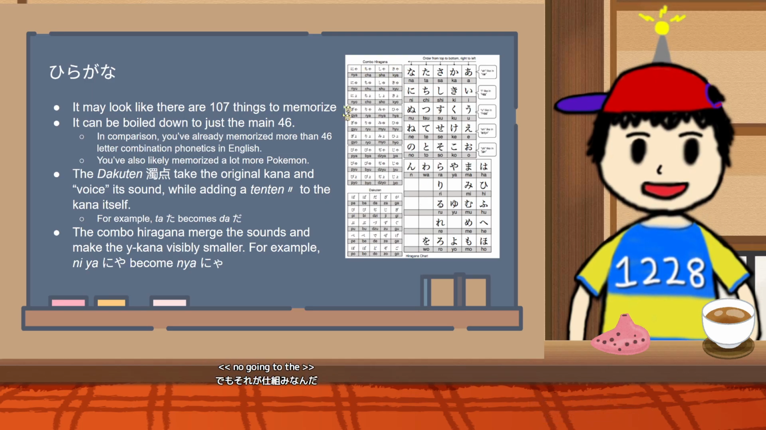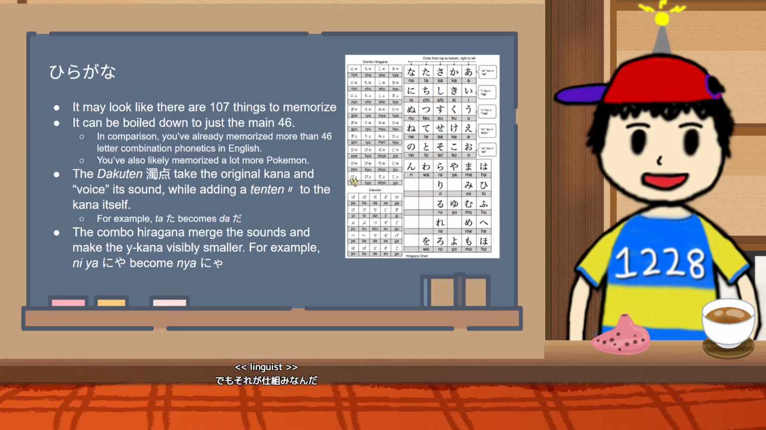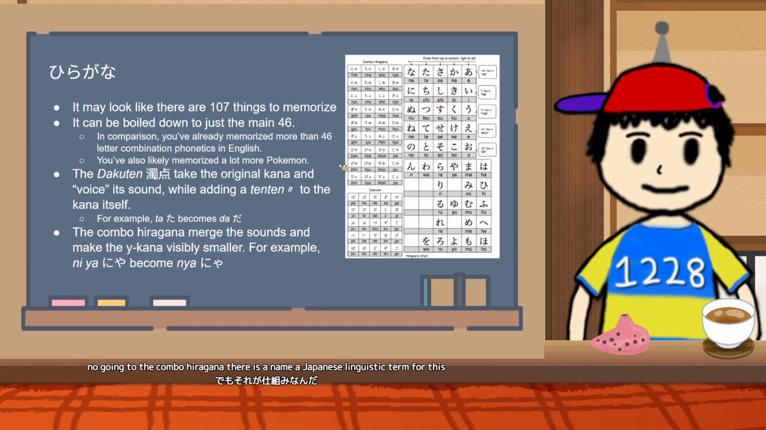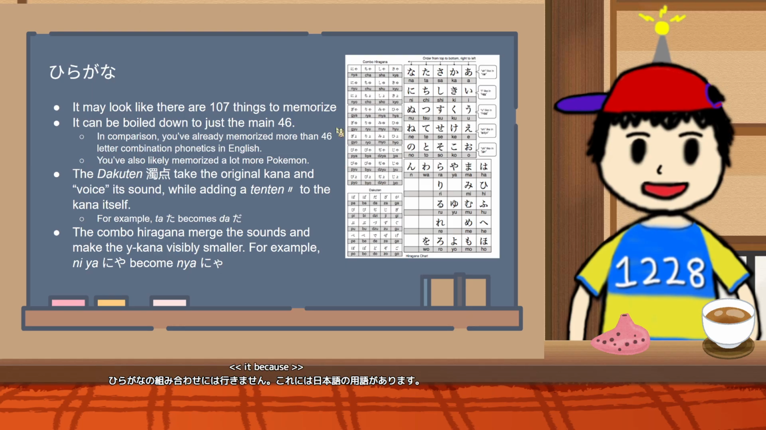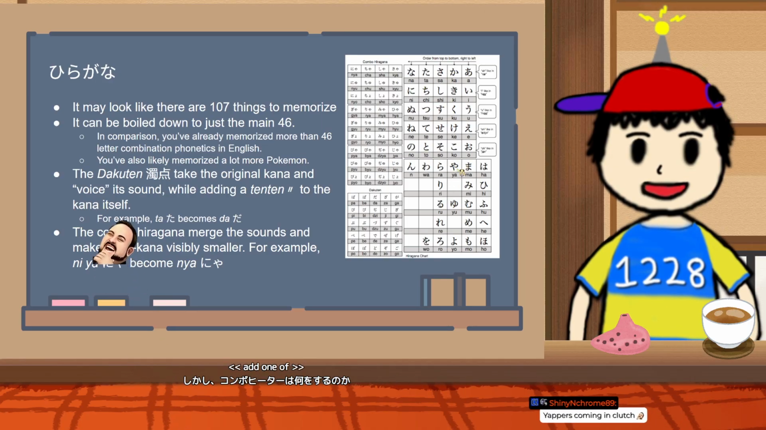Now, going to the combo hiragana, there is a name, a Japanese linguistic term for this. I don't know it. I never learned it because I never needed to know it. But what the combo hiragana do, they take one of the regular kana and they add one of the Y kana to it. When I say Y kana, I mean ya, yu, or yo. And they just combine it with the first kana.